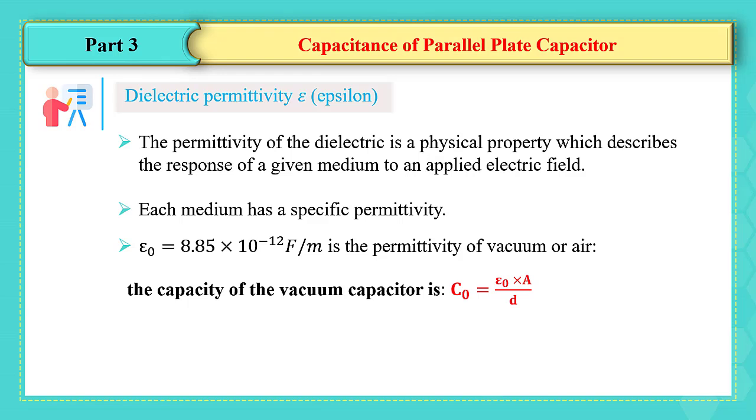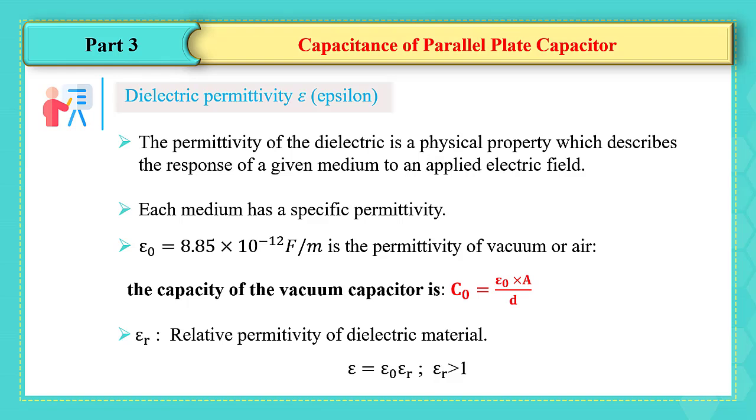So the capacitance of a parallel plate capacitor is given by C equals epsilon multiplied by the area divided by the distance. As the epsilon increases, then the capacitance will increase. When the epsilon increases, that means the insulator used is a very good insulator.